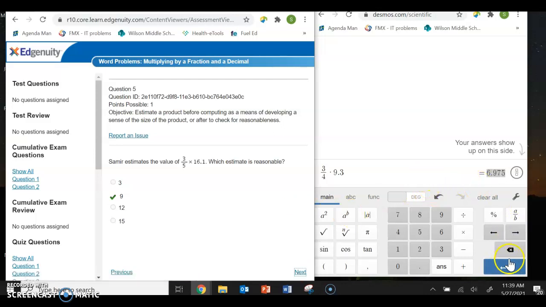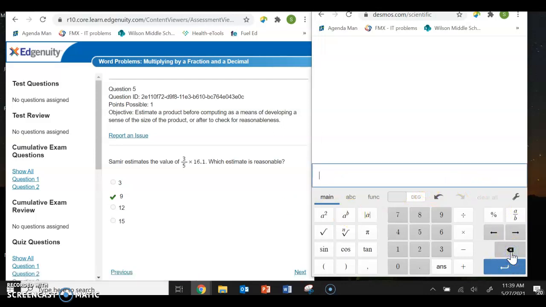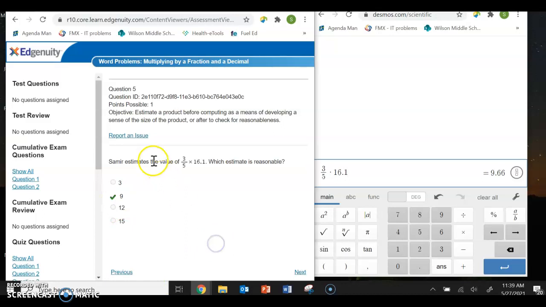Here's another one just like that. Let me clear out my calculator. Samir estimates the value of 3/5 times 16.1. So I'm going to type in 3 over 5 times 16.1, and I get an answer of 9.66. The closest answer to 9.66 is that whole number of 9. So again, estimate means an approximate answer. You're not going to get the exact answer here.